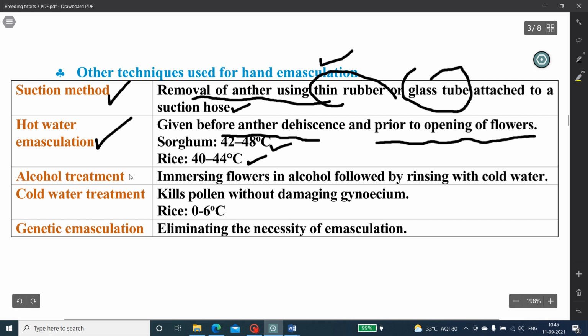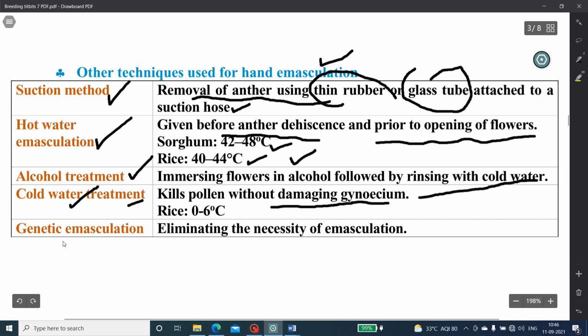Then the third one is alcohol treatment, where the matured flower buds are immersed in alcohol, then rinsed with cold water, which will also kill the fertile pollen. And the fourth one is cold water treatment. It kills pollen without damaging the gynoecium. This is especially followed in rice, at 0 to 6 degrees Celsius.